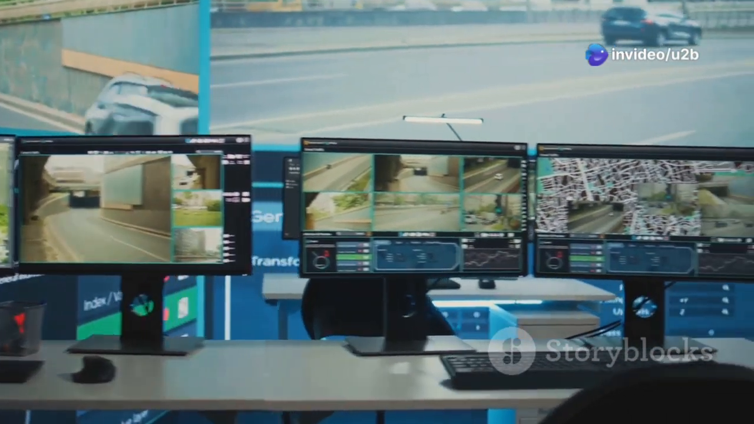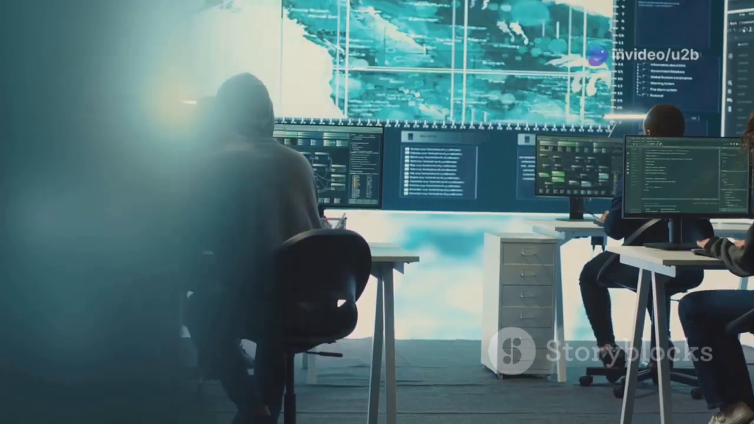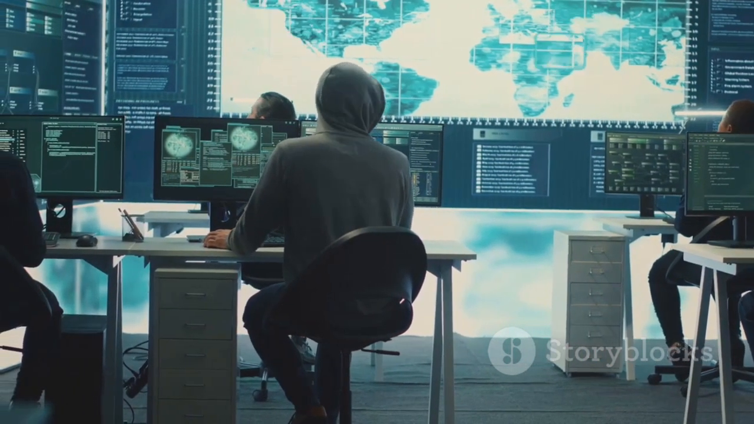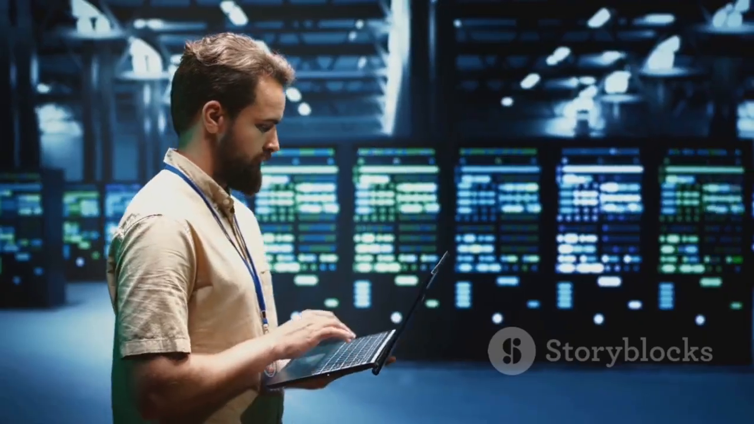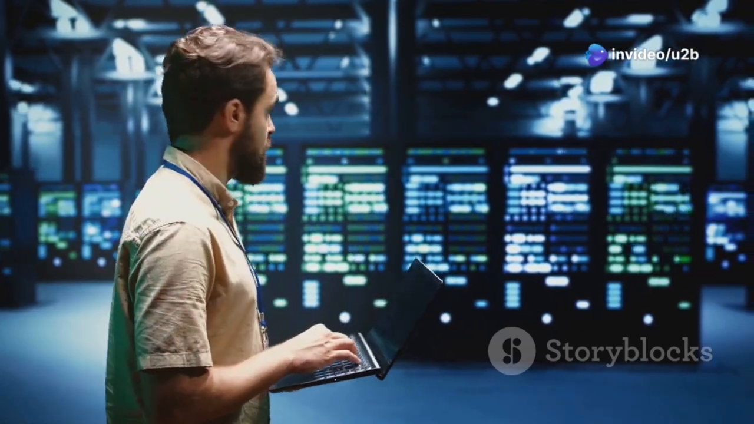Continuous monitoring. Security is not a one-time event but an ongoing process. Organizations should implement continuous monitoring solutions to detect and respond to threats in real time. This includes monitoring logs, network traffic, and system events for suspicious activity.